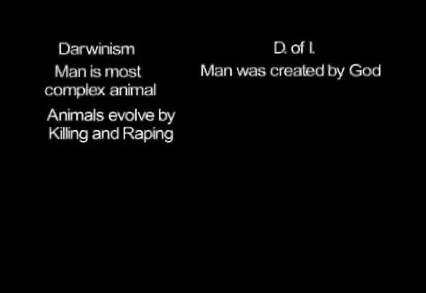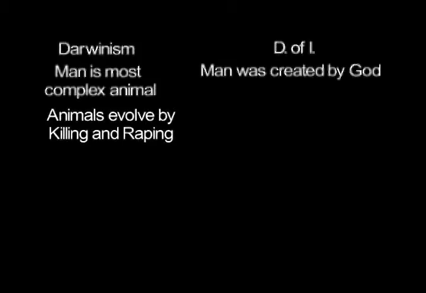Now let's go to the charts I was talking about to do the comparison, and we're going to start out with Darwinism, which is man is the most complex animal. In the Declaration of Independence, man was created by God. Next, in Darwinism, we have animals evolved by killing and raping, which is the survival of the fittest.